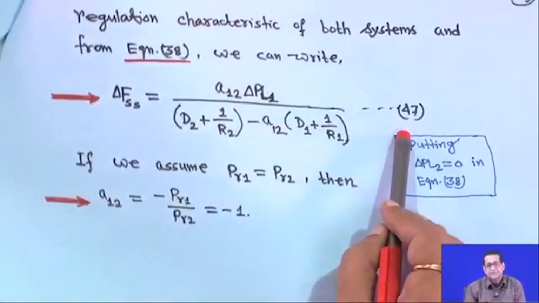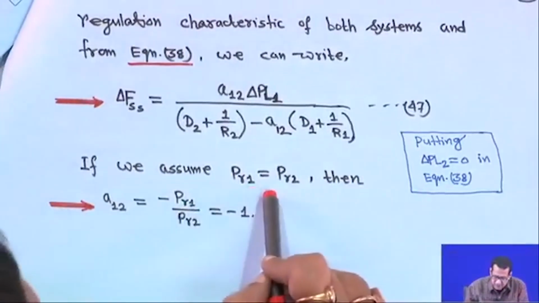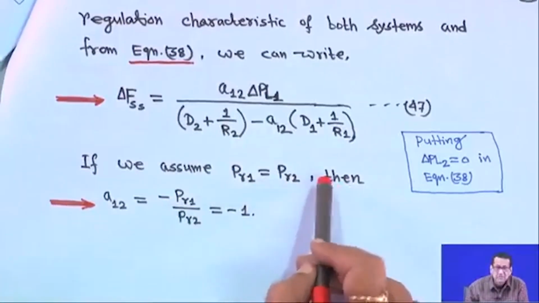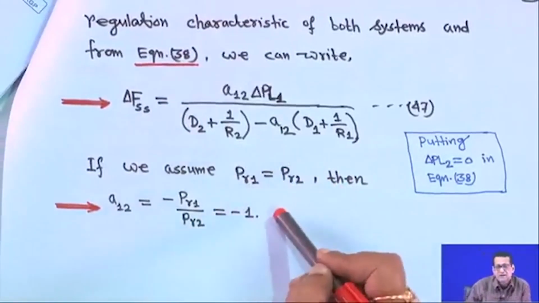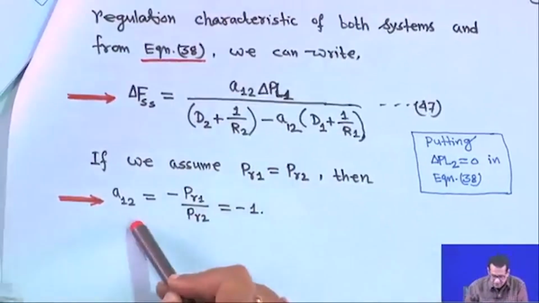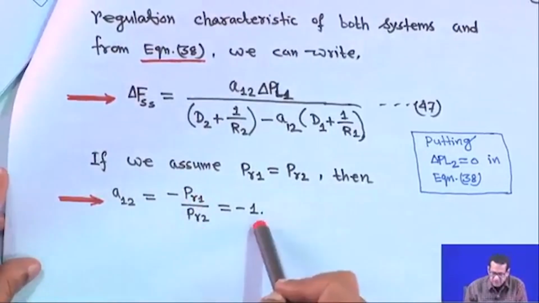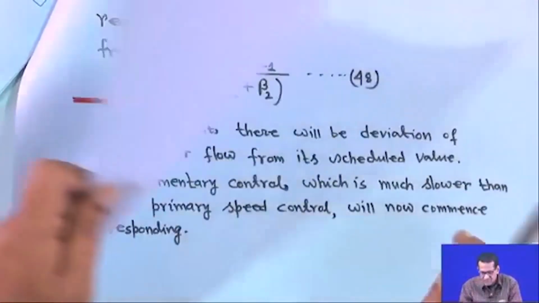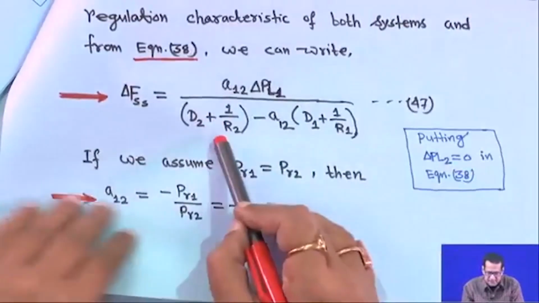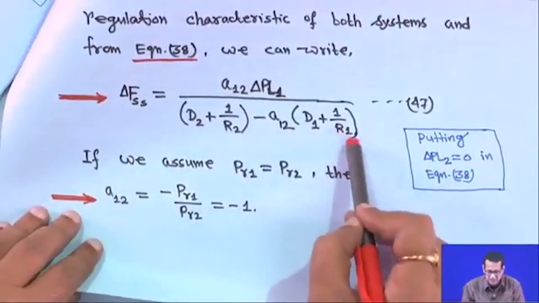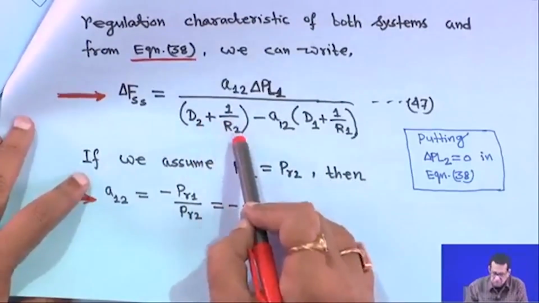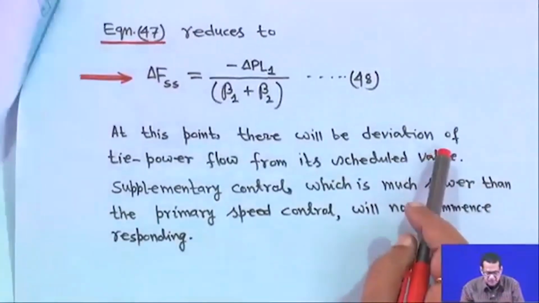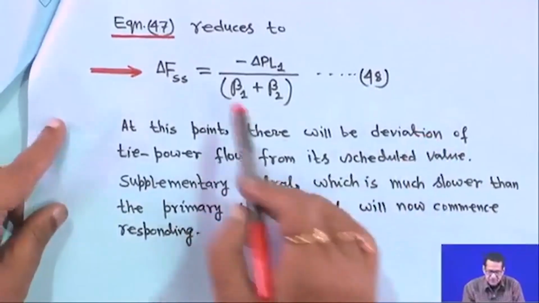So we get this one, right. If we assume equal area capacity, that is PR1 or PR2, something we have seen in the previous slide, then A12 is equal to minus PR1 upon PR2, which is equal to minus 1. So if you put it here, this is actually beta 2 and this is actually beta 1. Beta 2 is equal to D2 plus 1 upon R2 and beta 1 is equal to D1 plus 1 upon R1.